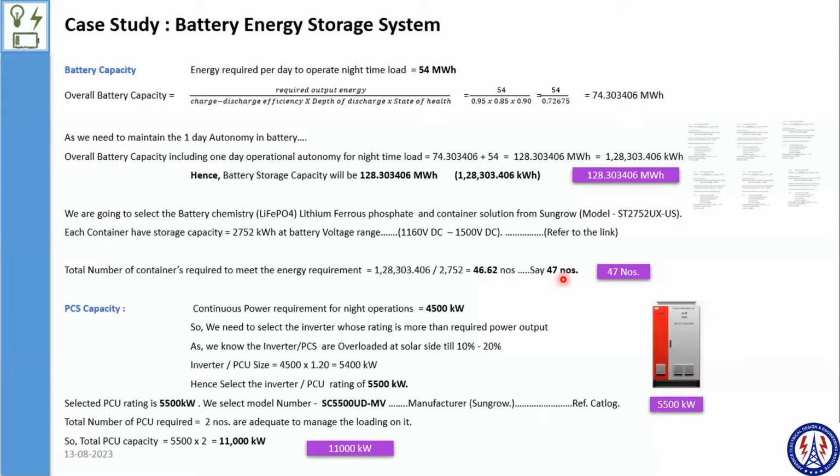Now we need to find the PCS capacity. What PCS capacity do we require? Because during the night time only, BESS is going to operate. BESS is going to discharge during the night time. Correct? On the daytime, BESS is under charging mode. Right?